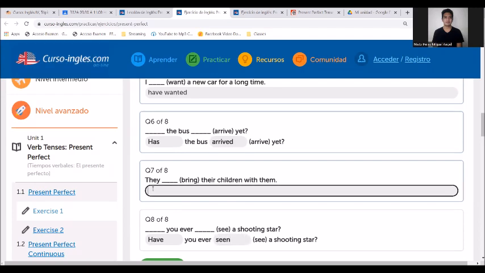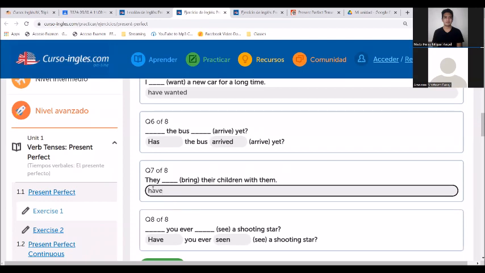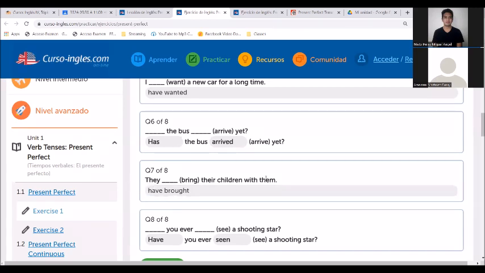And number 7, am I Rani? Yes. Have been their children with them? All right, you guys need to study those participles. Have brought. They have brought their children with them. Repeat. They have brought their children with them. All right, we need to work on those pronunciations.